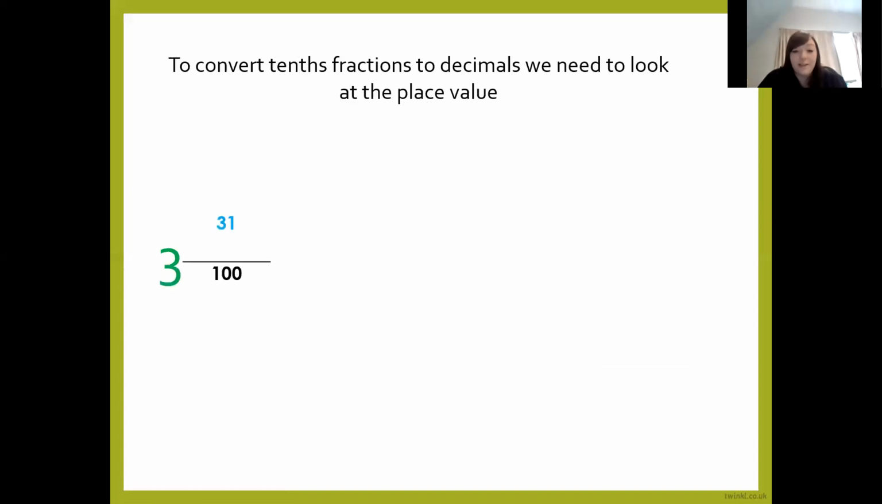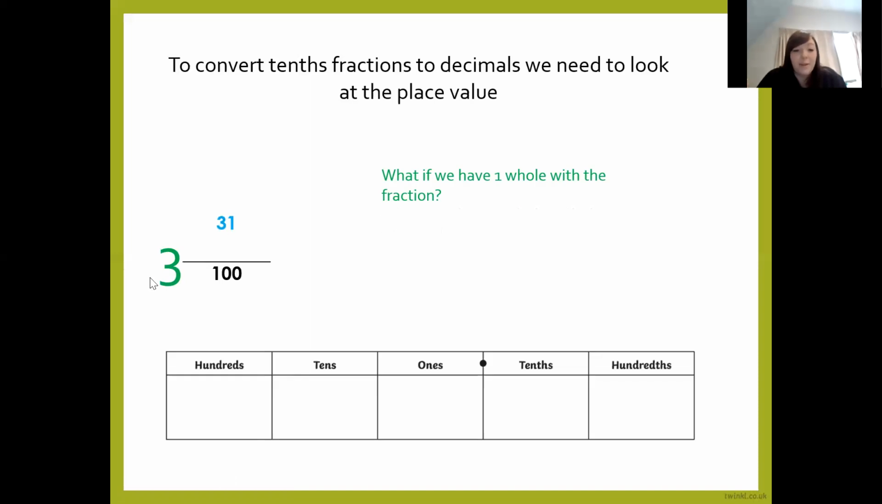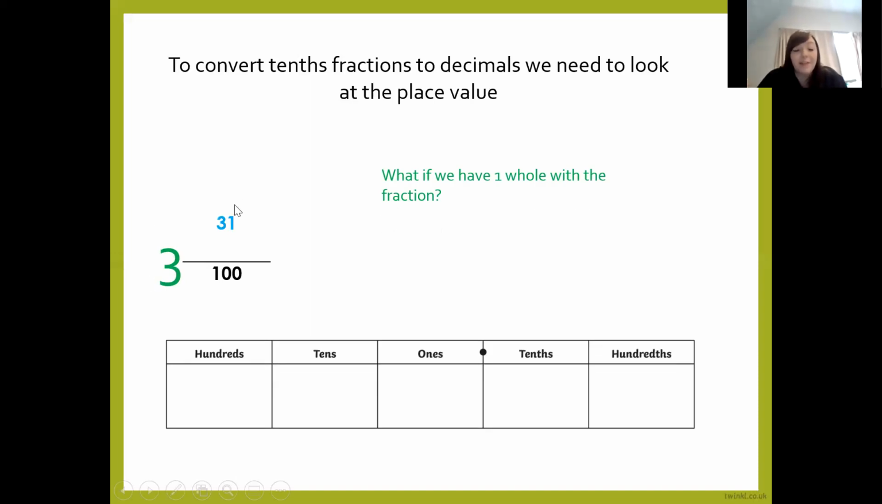Have a go at this one. You have 3 and 31 hundredths. Now, if you've got 30 hundredths, you need to see how many tens that is and how many hundredths that is. Pause the video now and see if you can put that into your place value grid.